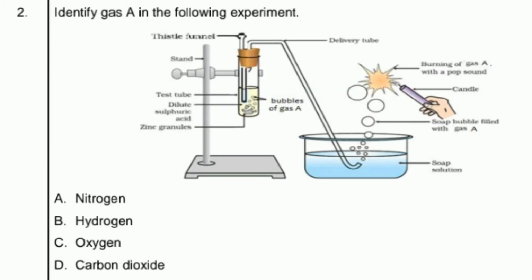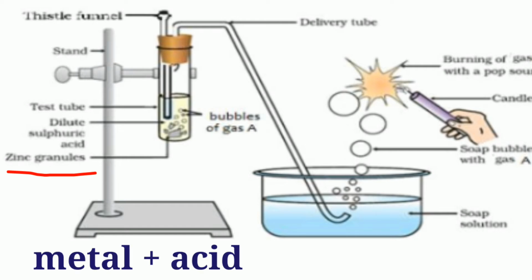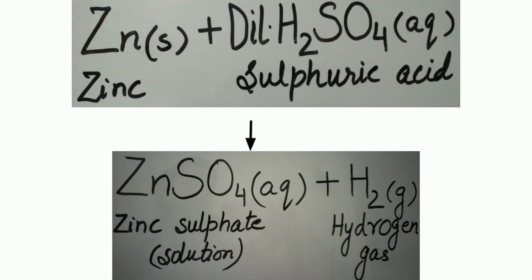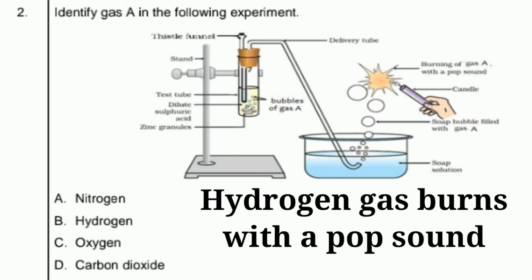Now question number 2. Identify gas A in the following experiment. In this experiment, zinc reacts with dilute sulfuric acid with the evolution of hydrogen gas. So bubbles of hydrogen gas are formed, which can be tested by bringing a lighted candle. It is found that the bubble burns with a pop sound. Burning with a pop sound indicates the formation of hydrogen gas. So again option B, hydrogen, is correct.